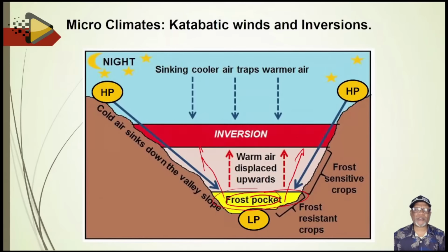So what is that process called? It's an increase of temperature with height. So we call it temperature inversion.